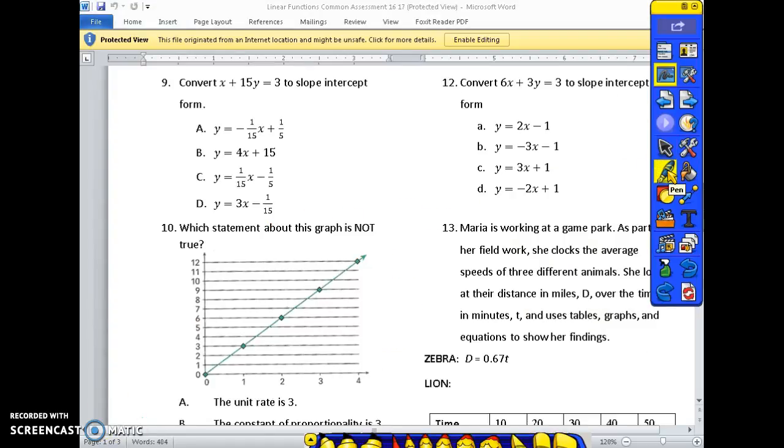Number 12, convert 6x plus 3y equals 3 into slope-intercept form. That means get y by itself. Subtract 6x from both sides. Again, just like with number 9, you guys try to combine these, but you cannot combine unlike terms. All you can do is write them beside each other. 3 times y, to get rid of 3, I have to divide by 3 on both sides. Negative 6 divided by 3 is negative 2. 3 divided by 3 is 1. Y equals negative 2x plus 1. That is D.